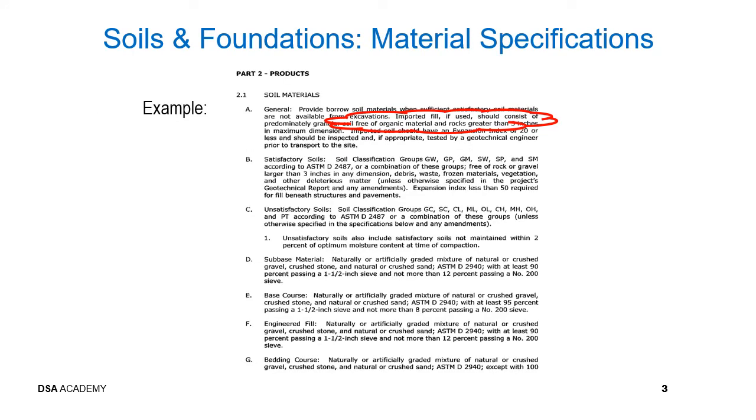Obviously, project specifications would have everything you need to know. So as project inspector, open your project specs. When it comes to soil materials, they'll indicate, just like highlighted in red, any borrowed soil material should be free of organic materials, rock greater than a certain size, and make sure anything that's coming to the site complies with the soil specifications.